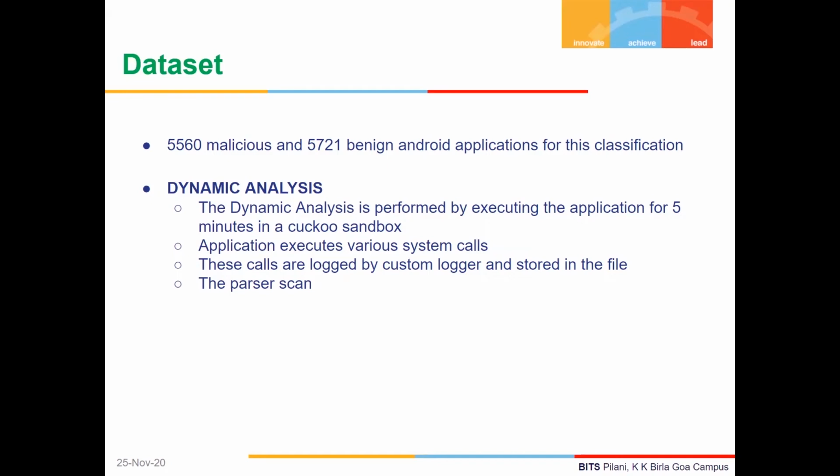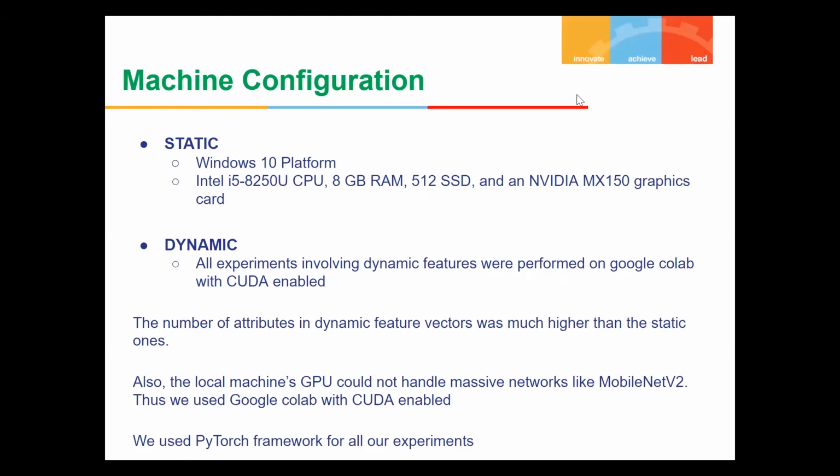Then a parser scans each file to perform 1-gram, 2-gram, and 3-gram analysis to extract unigram, bigram, and trigram features. Now let's talk about machine configuration. All experiments involving static features, like image reconstruction, training, and testing deep learning models, were done on the Windows 10 platform. The machine had an Intel i5 8250 CPU, 8 GB RAM, 512 GB SSD, and an NVIDIA MX150 graphics card with CUDA enabled.